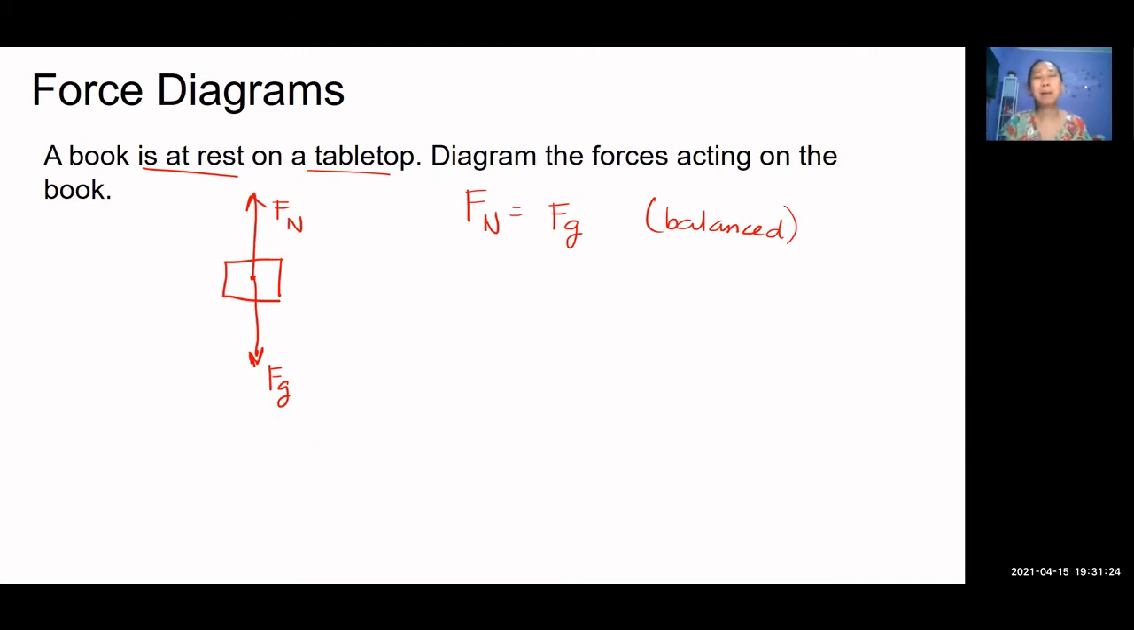Okay? So, although meron kang friction between the book and the tabletop, so usually sa mga force diagrams, hindi na natin ini-include yung friction unless sabihin sa problem.